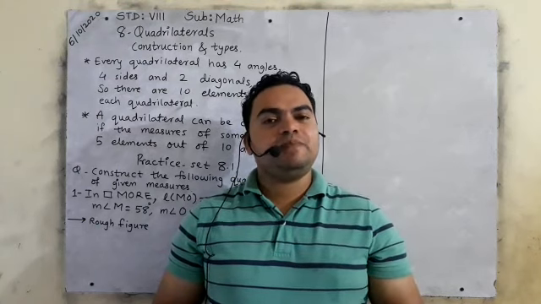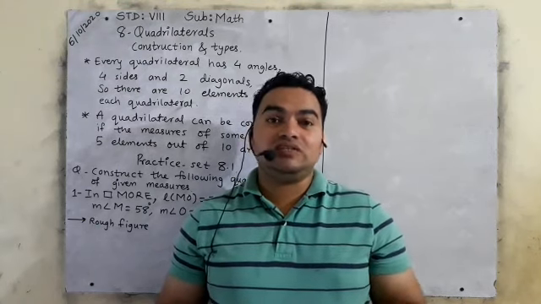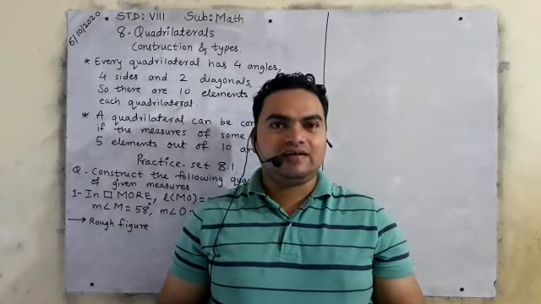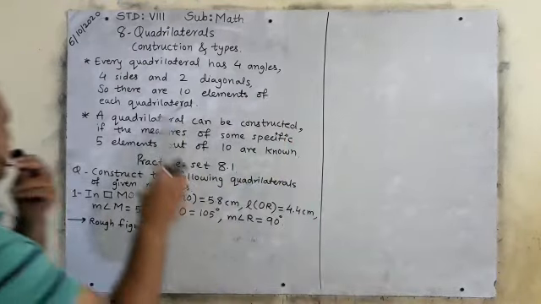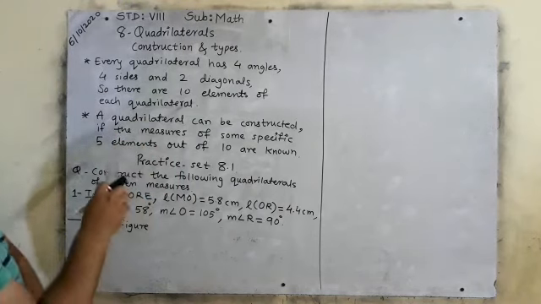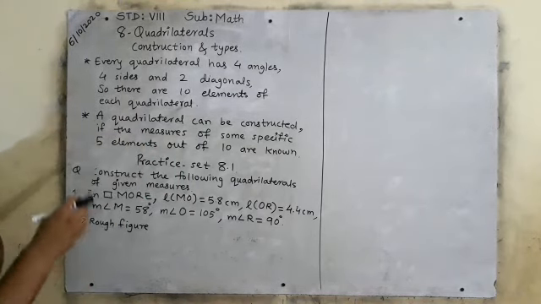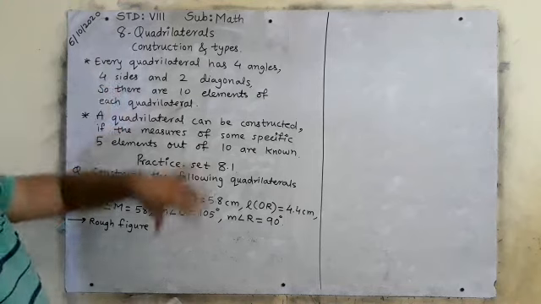Okay, so my dear students, please look at the board. Construction is very much interesting. You will love to construct. Please look at the board. See here, the chapter name is quadrilaterals, construction and types. So here I will explain what is quadrilateral first.